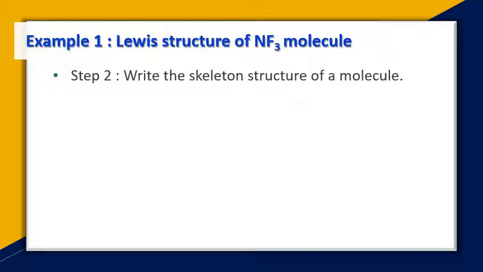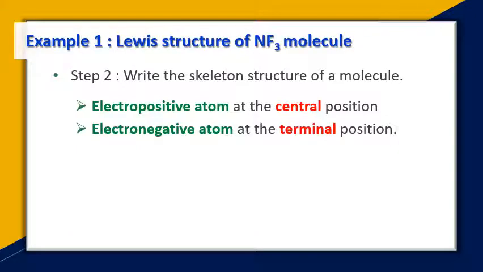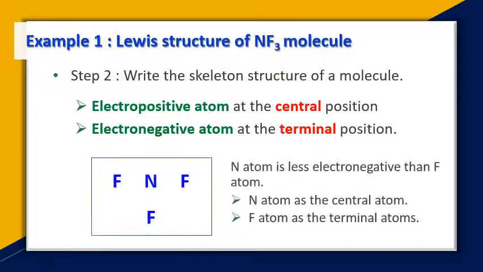Next, write the skeleton structure of the molecule. In this step, we have to decide the central atom and the terminal atoms. The more electropositive atom will be the central atom, and the more electronegative atom will be the terminal atom. Since the N atom is less electronegative than the fluorine atom, the N atom will be the central atom, and the fluorine atoms will be the terminal atoms.